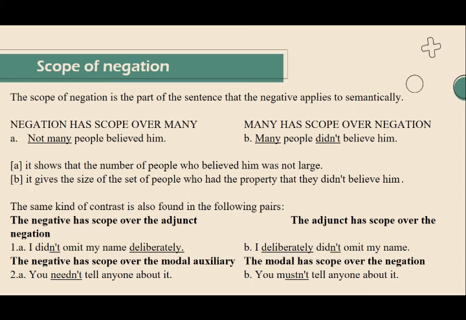Then the negative has scope over the modal auxiliary. For example, you needn't tell anyone about it. So the negation has scope over the modal auxiliary need. It expresses that it isn't necessary for you to tell anyone about it. While in B, the modal has scope over the negation, for example, you mustn't tell anyone about it. However, this sentence means that the modal must has scope over the negation. So it's necessary that you not tell anyone about it.